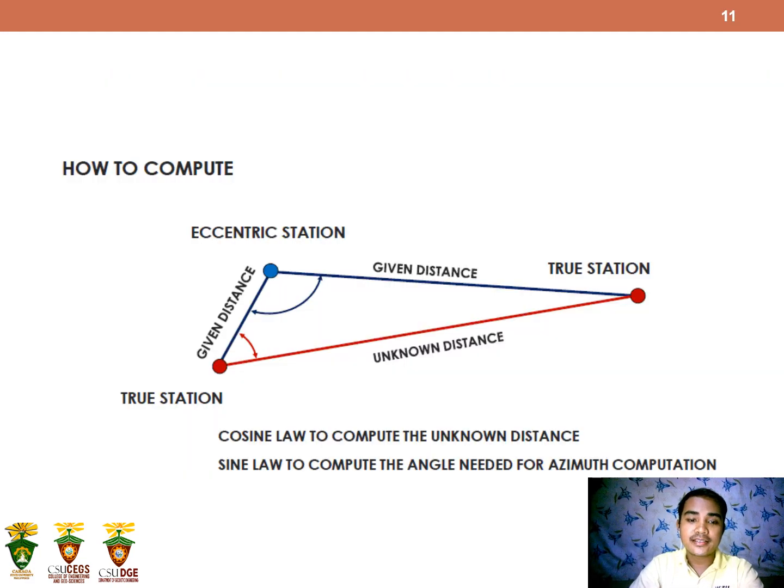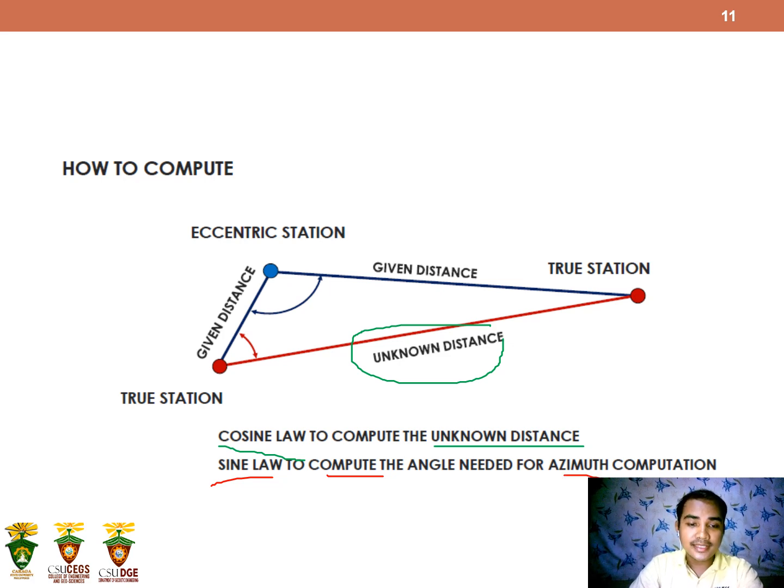In computing the eccentric station, we need to use these two famous laws, which are the cosine law and the sine law. First is the cosine law, which is used in computing the unknown side, in this case, and the other one is the sine law, which is used to compute the angle needed for the azimuth computation.